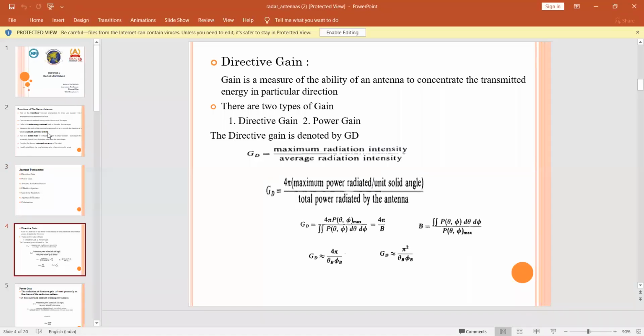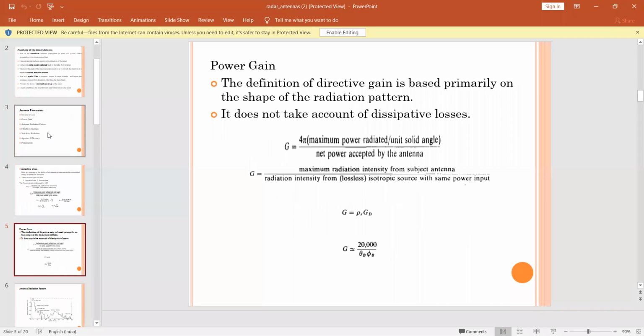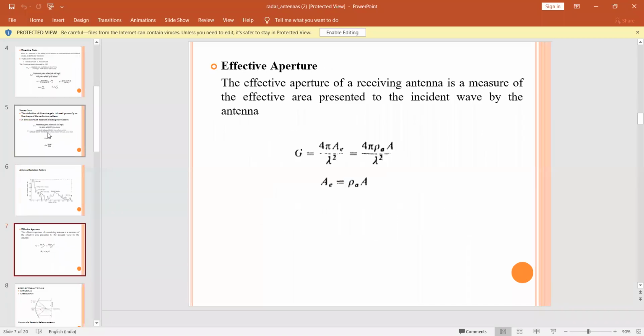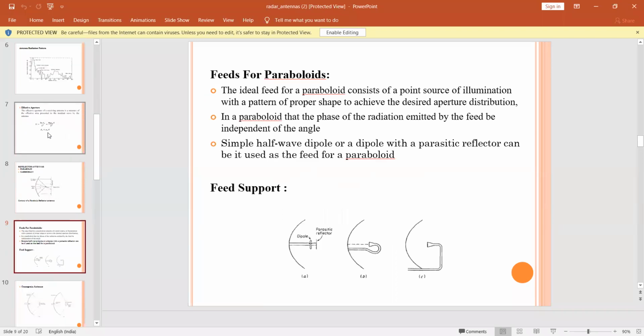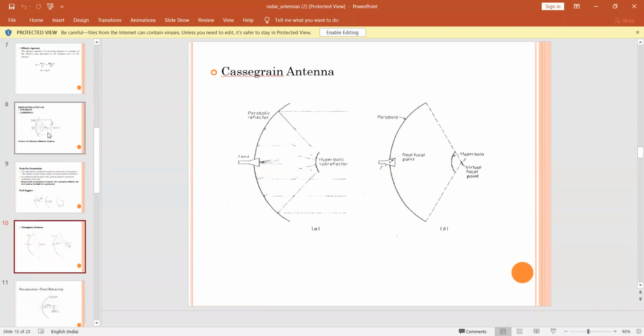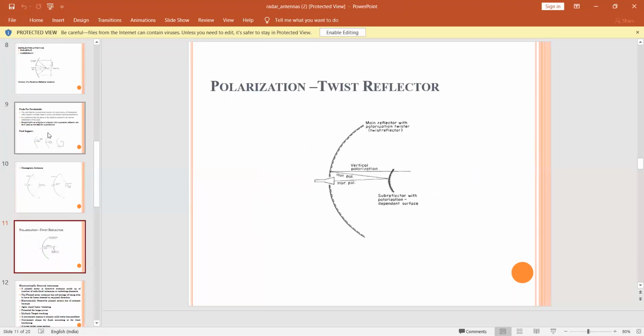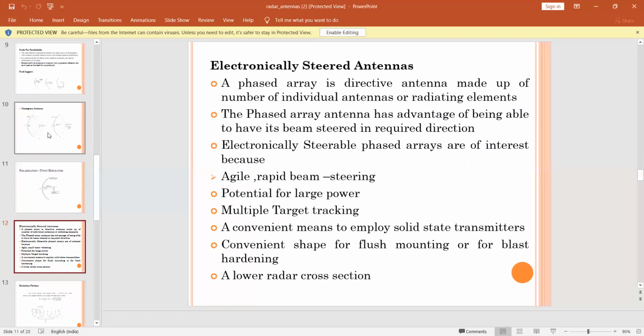Very briefly, we covered directive gain, the power gain, antenna radiation pattern, the effective aperture, and the reflector types like parabola antennas, the paraboloid, and Cassegrain. The feeds for the paraboloids with the feed support were discussed. The antenna pattern, what you mean by a Cassegrain antenna, and how the polarization twist reflector works were all discussed.